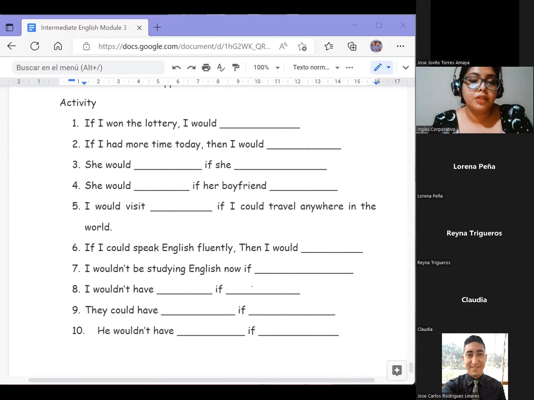So let's see the first one. If I won the lottery, I will buy a beautiful house that is big, I mean, that is a really good sentence. If I won the lottery, I will buy a car. She will study more if she has time. Good. I will visit you if I could travel anywhere in the world. Oh, amazing. Those are very good sentences. Thank you.